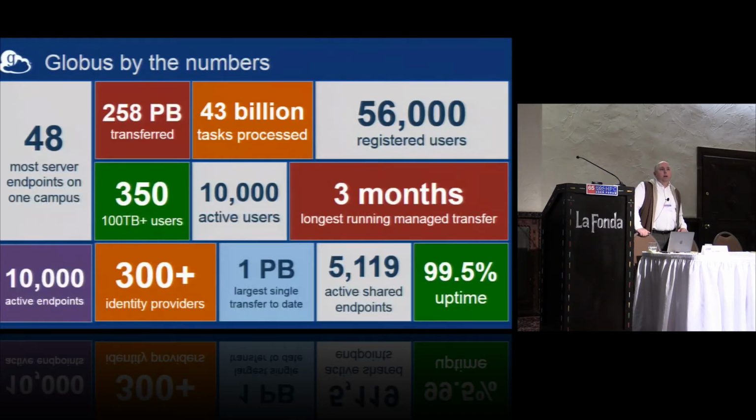Those are arranged or negotiated between the places where the data is stored. That 99.5% uptime basically refers to being able to log into Globus's web application and start new transfers or check the status of transfers. And so actually, basically the system is always doing something, if you include the Globus Connect servers at all those 10,000 different active endpoints that are out there.